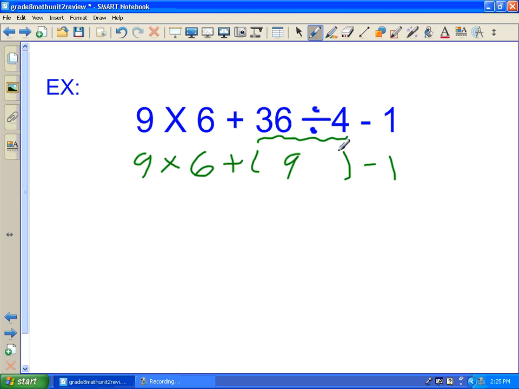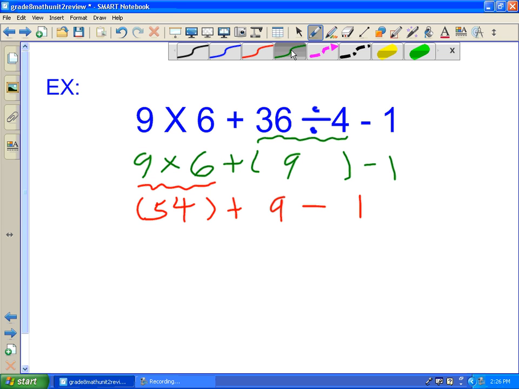Now we can go ahead and decide what we're doing next. According to BEDMAS, multiplication comes after the division. So here's our multiplication problem, so I'll put my squiggly line there, and then I'll rewrite everything else so I don't forget to do it at the end. Now 9 times 6 is 54. And that's done. Our next step is either addition or subtraction in whatever way it appears.